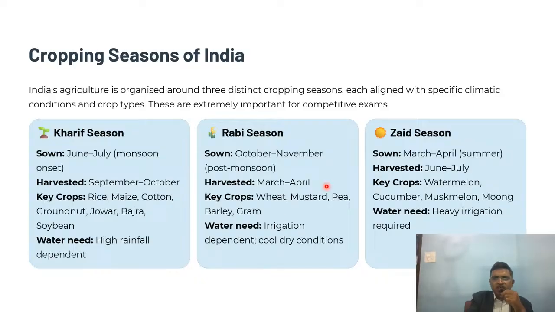Then Zaid season, which takes place in March and April. It is summer, harvested in June, July. Crops like watermelon, cucumber, muskmelon, moong, etc. we produce in the Zaid season. Water is needed, and heavy irrigation is required for this.